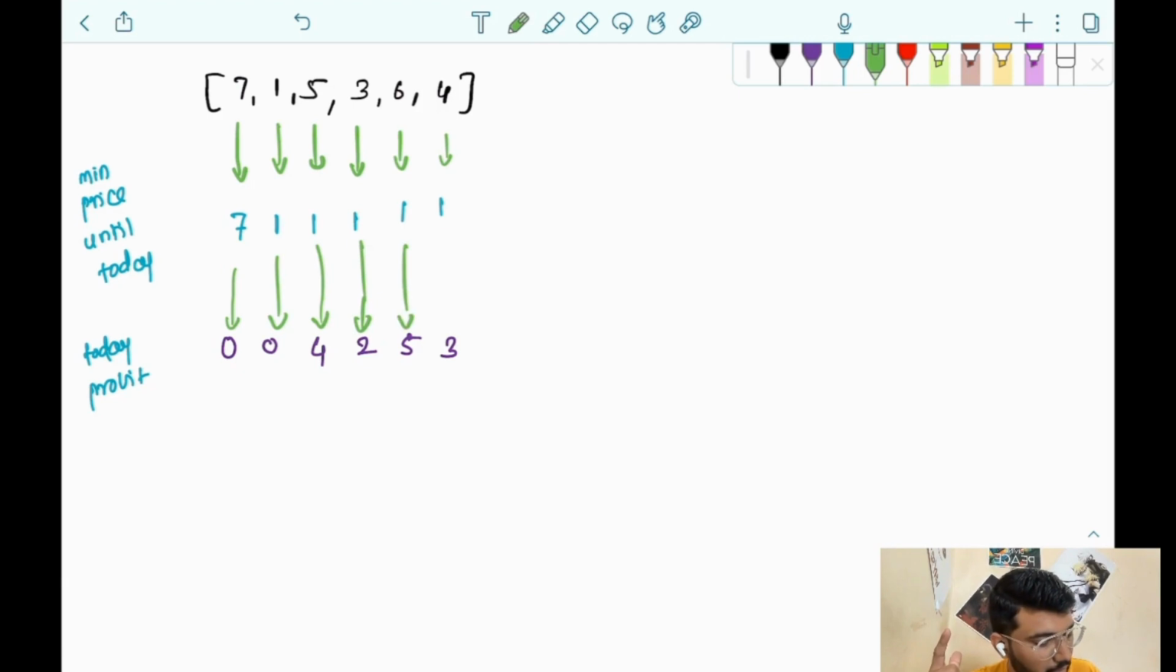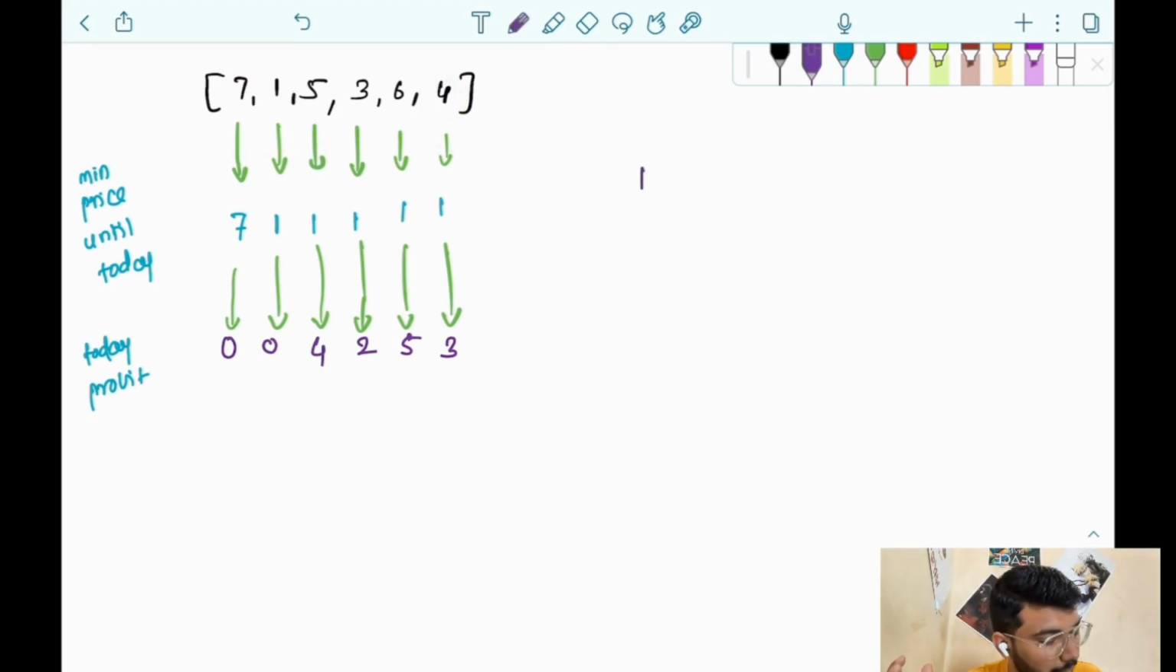That's how we can figure out today's profit, and we can just carry forward the maximum profit. So the idea is, for each number we have to traverse back to figure out the minimum price until today. For this we have to traverse back until the zeroth index. For this also we have to traverse back until the zeroth index to figure out the minimum price until today. In this case, for each element we are visiting the entire array in the leftwards direction.